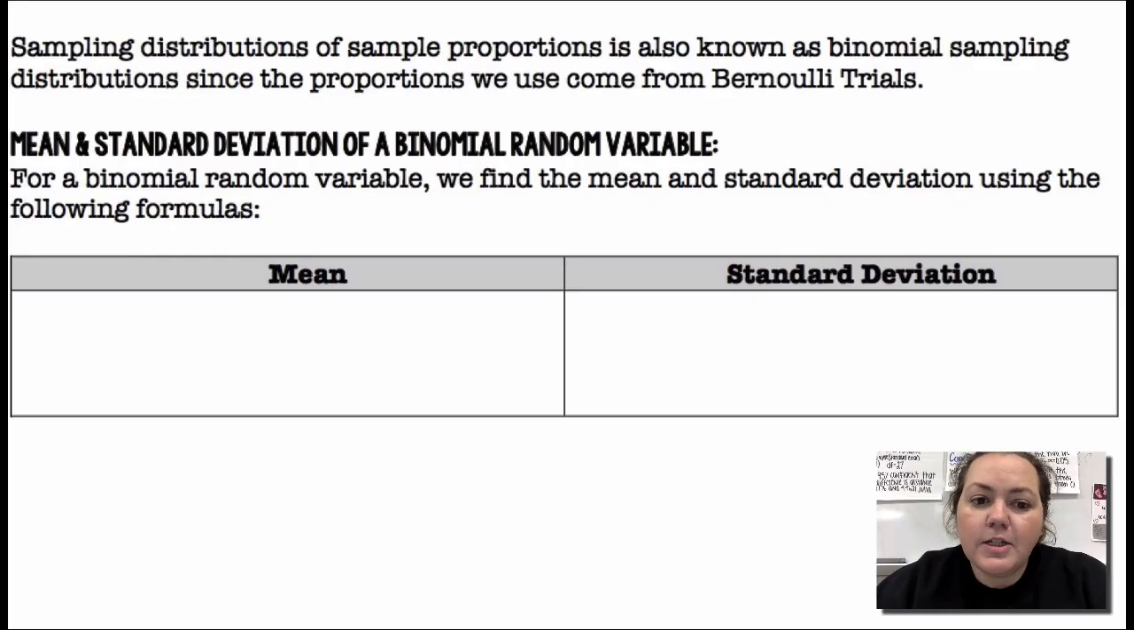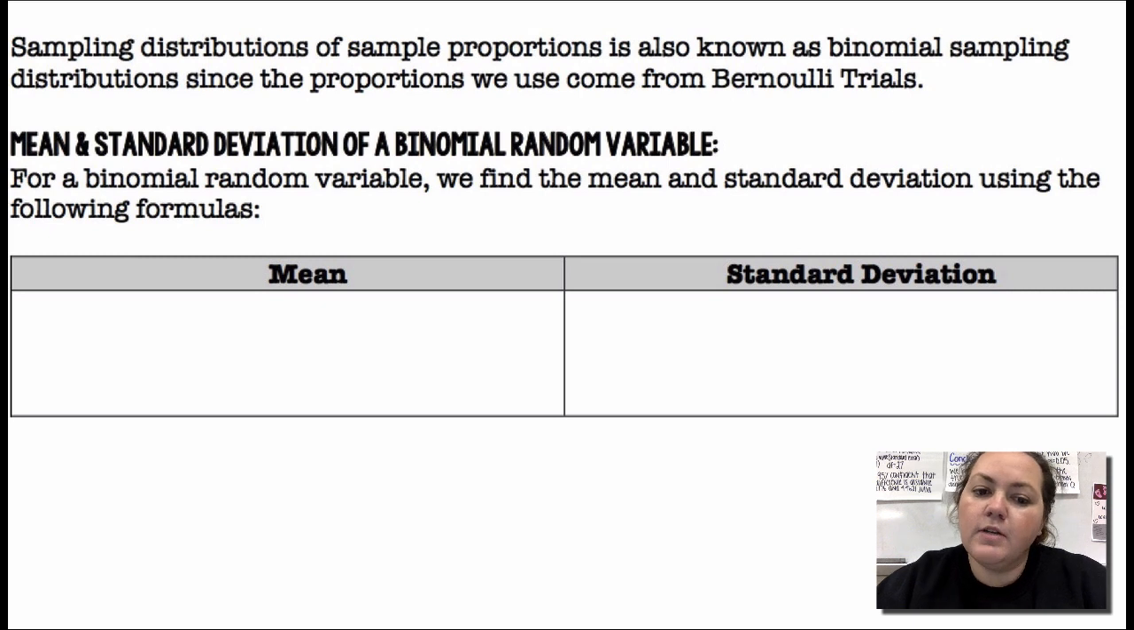All right, a sampling distribution of sample proportions is also known as a binomial sampling distribution, since the proportions we can use come from Bernoulli trials. So remember, Bernoulli trials is when you have only a success or a failure, you have a set number of trials, your probability stays constant, those things.